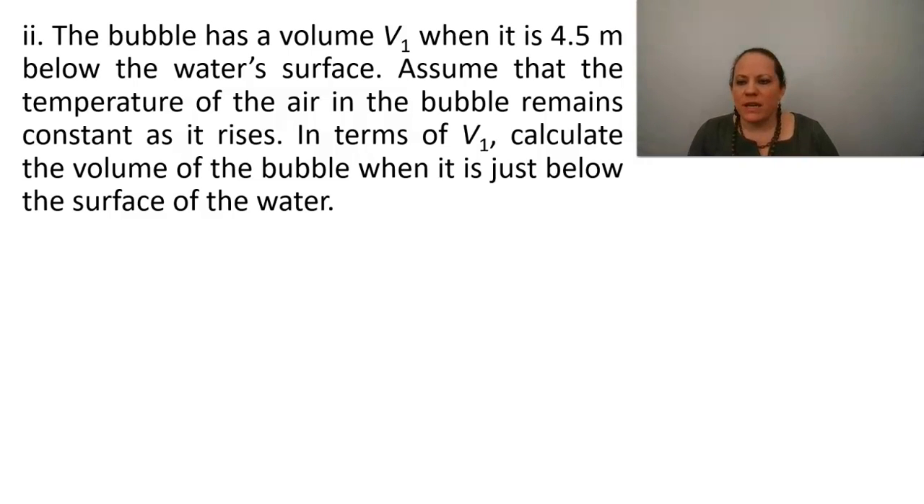So we can say P, which is the pressure we just found, times V1, which is at the depth of 4.5 meters, equals our atmospheric pressure times the volume at the surface. So again, how do we know this? Because we've got volume V1, we've got a depth, we've got at the surface, and then in terms of V1, we're going to calculate volume.